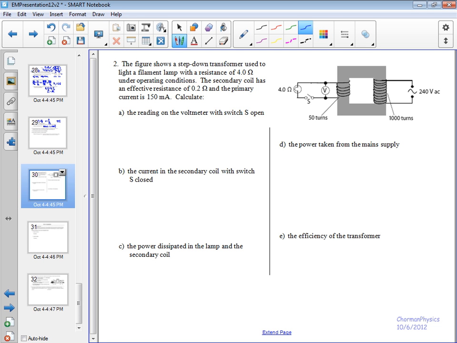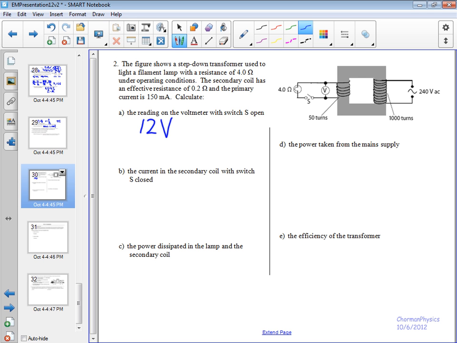So here we have another transformer example. We have an alternating voltage source that produces 240 volts RMS. The number of turns there is 1,000 turns in the primary coil, 50 turns in the secondary coil. So if we calculate the voltage from the secondary coil, it's going to end up being 12 volts. That's just from the ratios. I'll let you figure that one out.